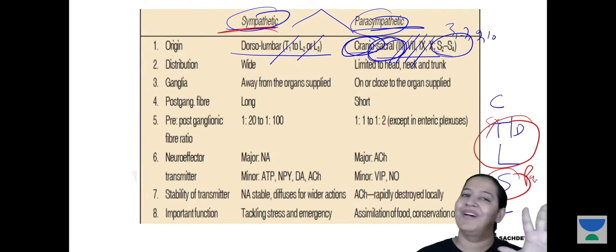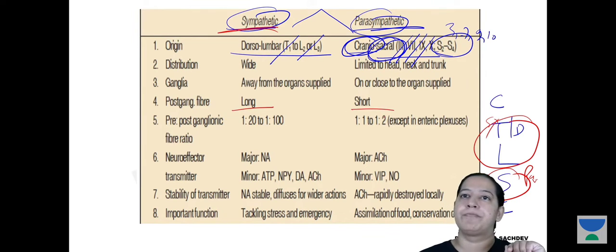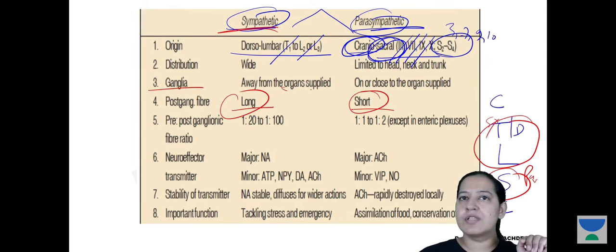You have to learn it. So many MCQs arise from it. And here in sympathetic, preganglionic is short, postganglionic is long. Here in parasympathetic, post is short and pre is long. You know the reason. Here the ganglion is closer to the organ. Here the ganglion is farther away from the organ.